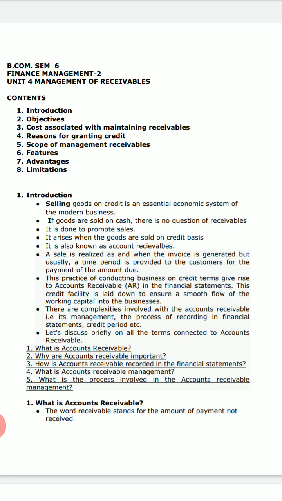Good morning, students. Welcome to the subject of finance management. We are dealing with unit number 4, that is management of receivables.